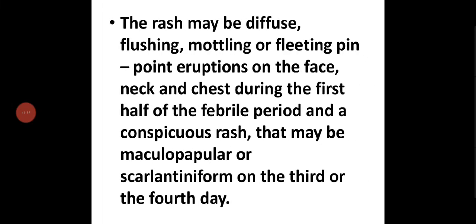The rash may be diffuse, flushing, mottling, or fleeting pinpoint eruptions on the face, neck, chest during the first half of the febrile period, and a conspicuous rash that may be maculopapular or scarlatiniform on the third and the fourth day. There will be rashes. Okay, those are types of rashes like diffuse, flushing, mottling, and fleeting. It may occur on the face, neck, or the chest, and it is present in the first half. In the second half of the febrile period, there will be a conspicuous rash, that is maculopapular rash will occur, that is a little higher elevated form, or scarlatiniform in the third or fourth day.